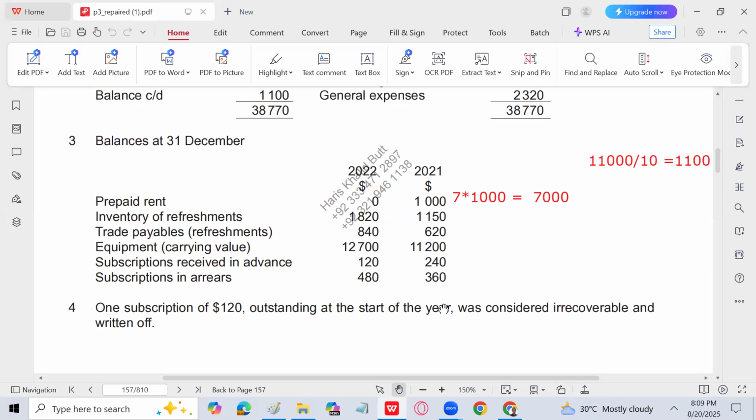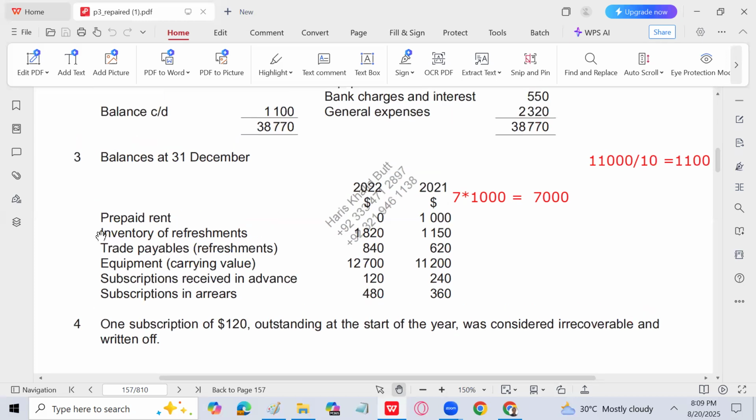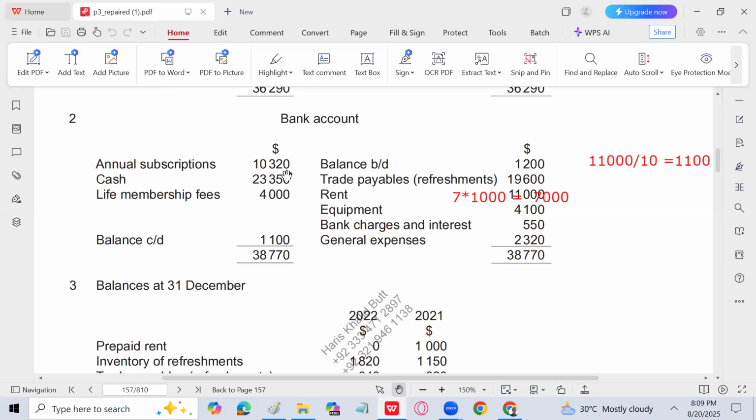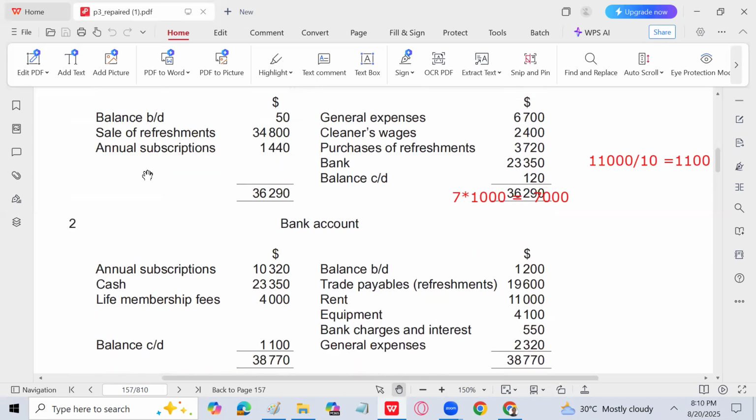So whatever amount is not received from the previous year's subscription in the current year will be treated as irrecoverable debts. This is the normal scenario which we used to do. But this question is easy because he has clearly mentioned that out of 360, 120 will be our bad debts. It means that the other subscription accrued in arrears at the start, which is 240, has been received, and that amount is included in this annual subscription, either in 10320 or in this 1440. Now let's move on.